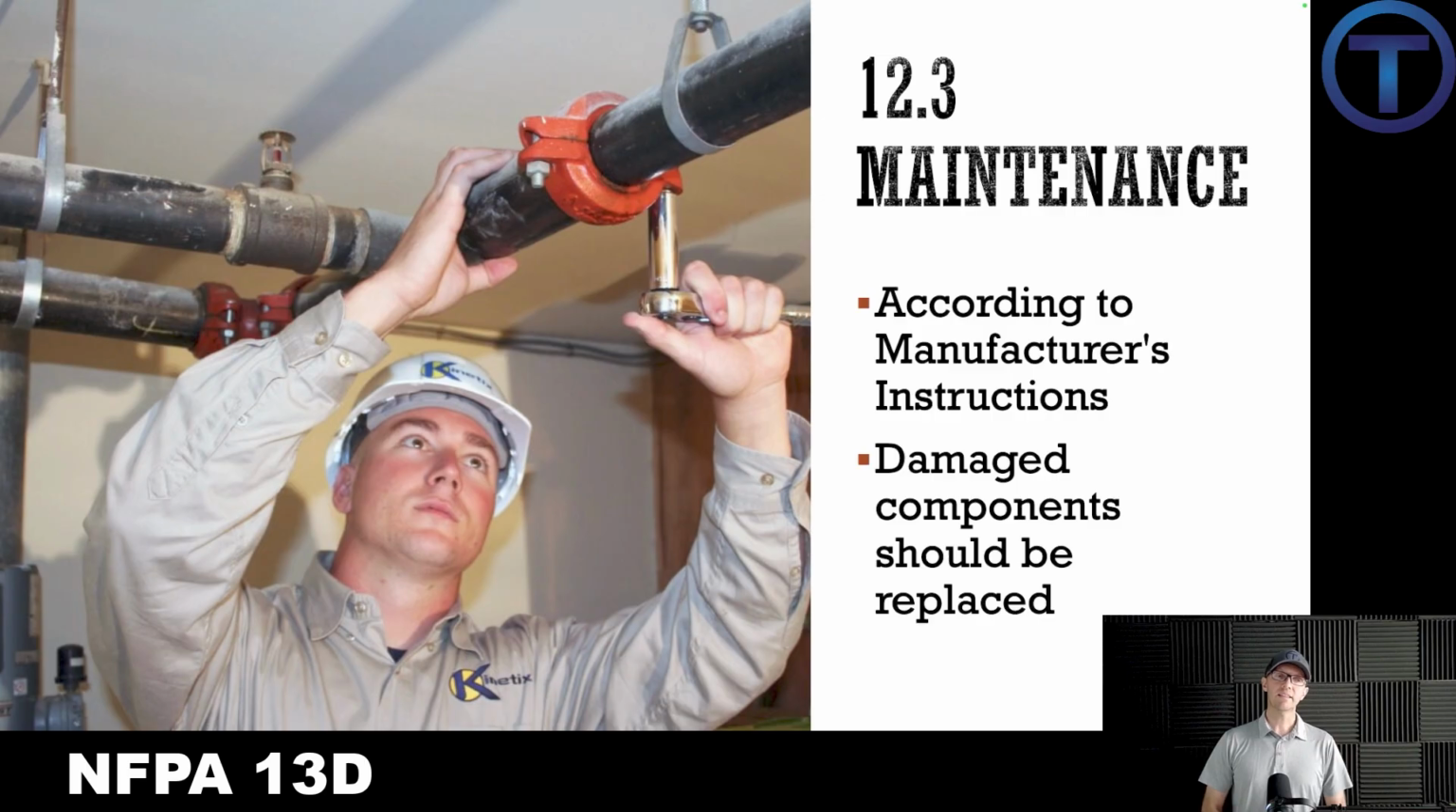12.3, maintenance. The system would have to be maintained according to the manufacturer's instructions. Any damaged components of the system should be replaced. So if you have a sprinkler head that has a bent deflector or something like that, those would need to be replaced and kept up so that the system is in its fully operational condition.